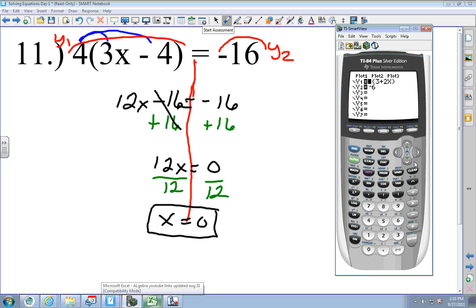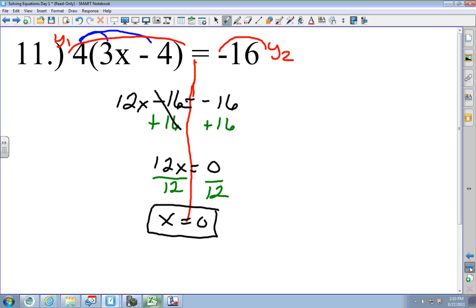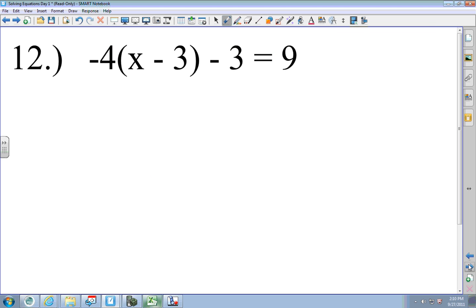I go to y equals, clear them out, 4 parentheses, 3x minus 4, and in y2 I get negative 16. Second graph. Where x is 0, sure enough, y1 and y2 are the same numbers. That means I'm correct. Next one, pause the video. Oops, sorry. Pause the video, come back and see how you do.